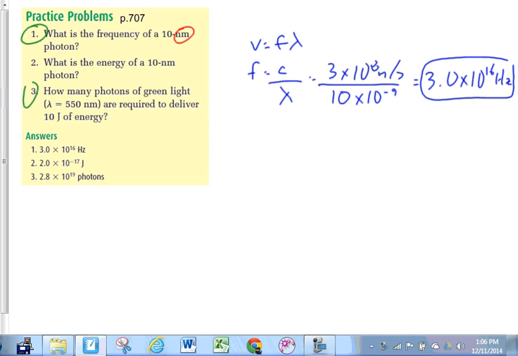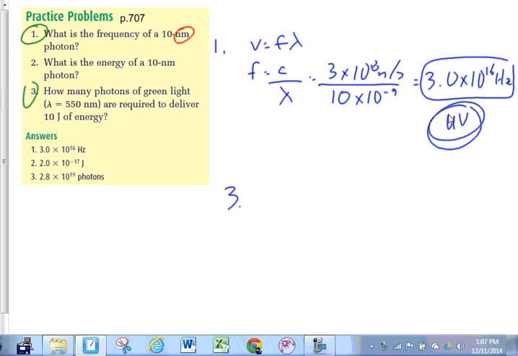Okay. What kind of EMR would that be, by the way? Visible light was 4 to 7.5 times 10 to the 14. X-rays were 10 to the 17 to 10 to the 20. What's this? What's in between visible light and X-rays? Yeah, that would be ultraviolet. Okay, in between visible light and X-rays. Okay, number 3.